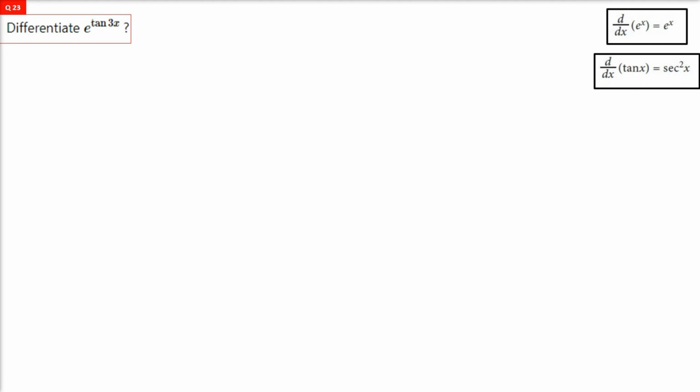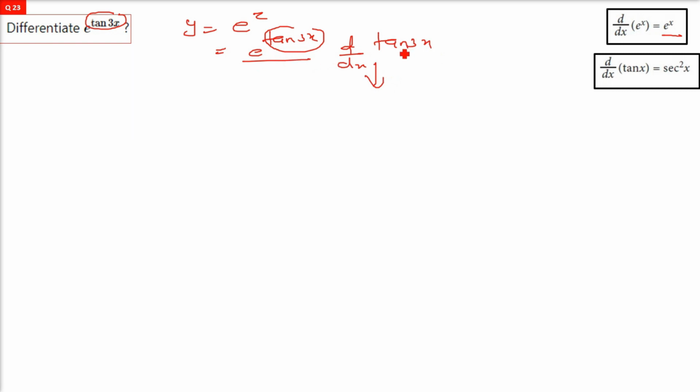Differentiate e to the power tan 3x. So e to the power x, the differentiation will be e to the power x only. So e to the power z, differentiation will be e to the power z only. So e to the power tan 3x it will be. Now what is the differentiation of tan 3x? Because you have to use the chain rule, d by dx of tan 3x, tan theta gives sec square theta, so it will be sec square 3x. So e to the power tan 3x, sec square 3x, and then the differentiation of 3x, which is 3 only.